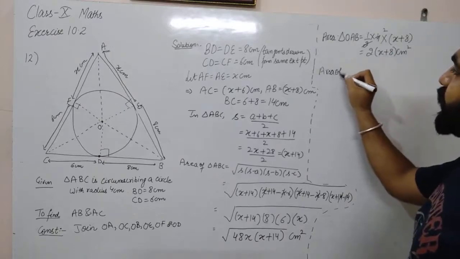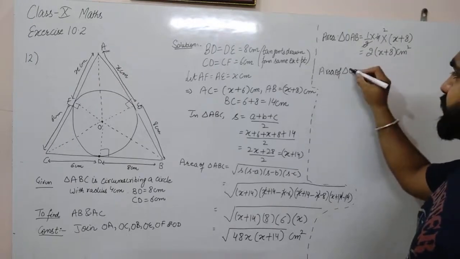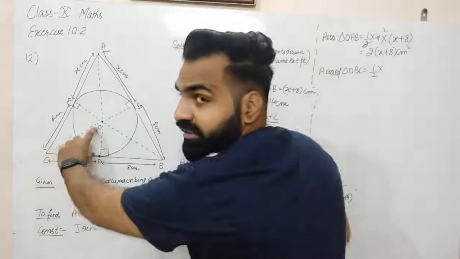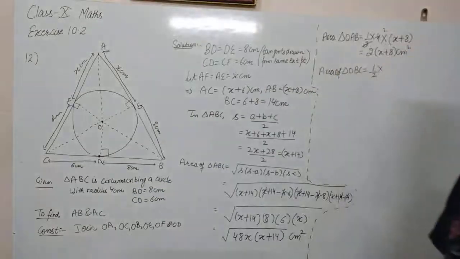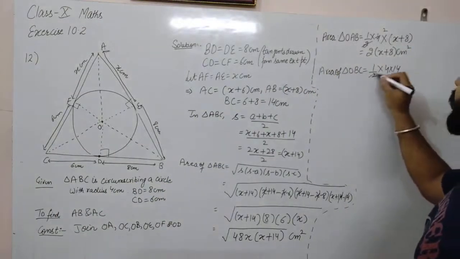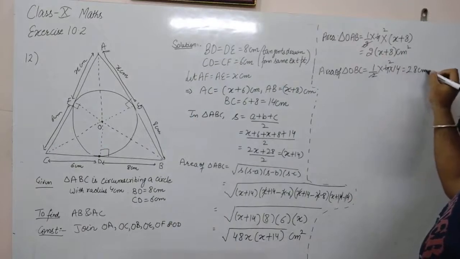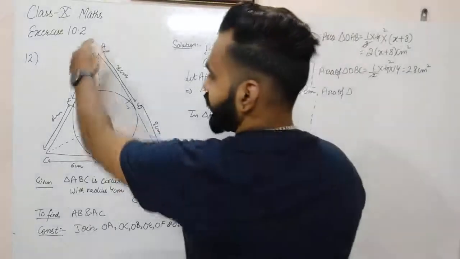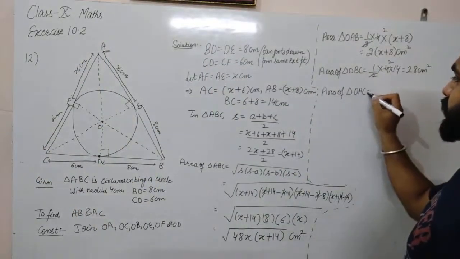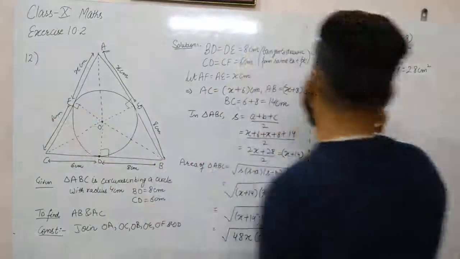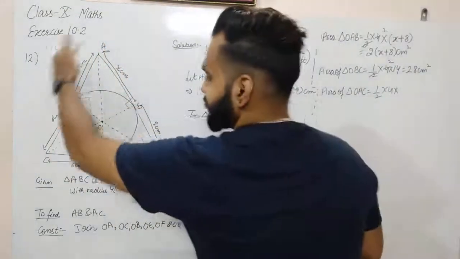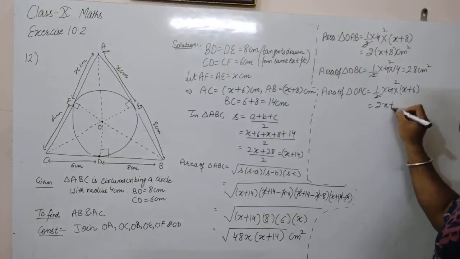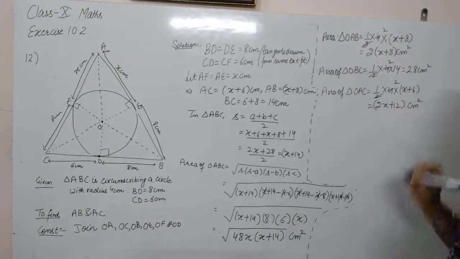Similarly, area of triangle OBC is half base into height. Height will be again OD, that is 4, and base will be BC, that means 14. Half into 4 into 14, this will be 28 centimeter square. And third, area of triangle OAC will be half; height will be again OF, that is 4, and base will be x plus 6 now. So this will be 2x plus 12 centimeter square.